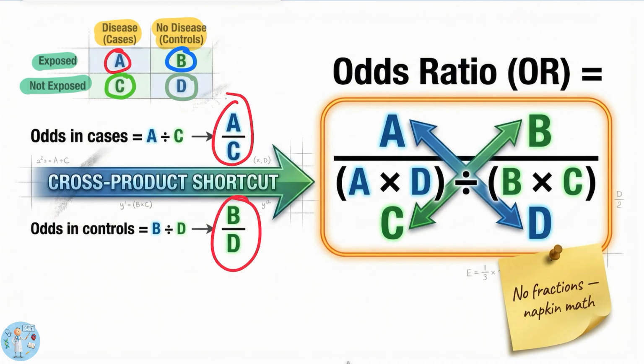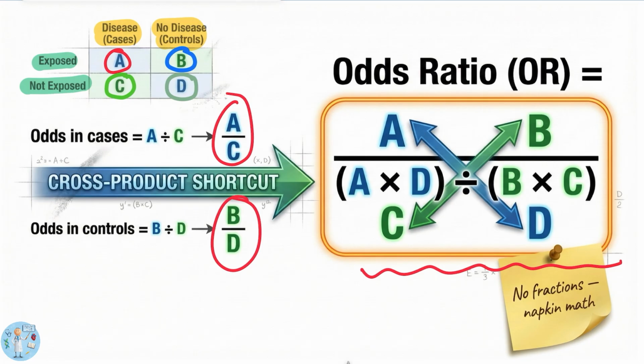But if you look at that equation, AC divided by BD, it looks a bit complicated. This is why researchers use a fantastic shortcut, the cross product. I love this because it makes the math so simple you could do it on a napkin. Instead of dividing fractions, you just multiply the diagonal corners of that 2x2 table. That's it. It's A times D divided by B times C.